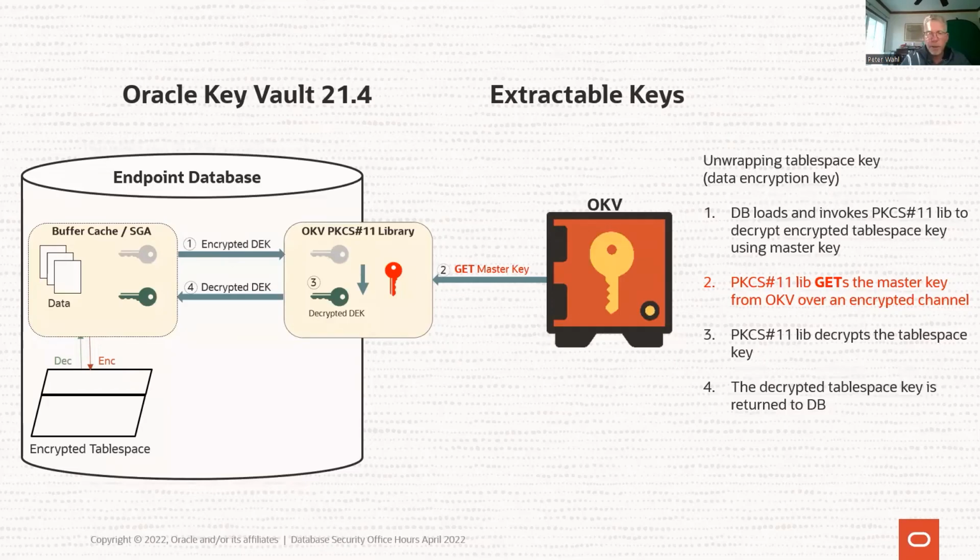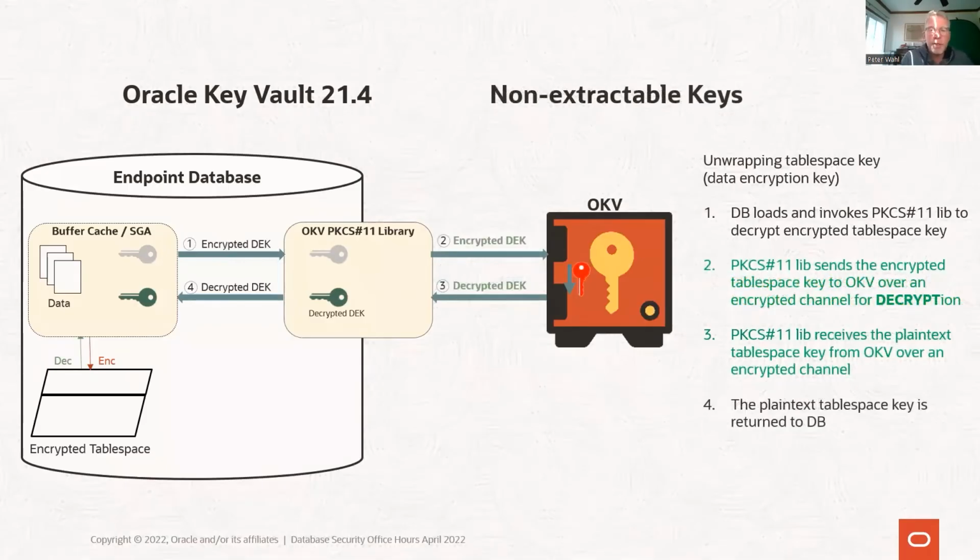Well, now if you look at the non-extractable keys, now we move this encryption and decryption process back into OKV. So the database needs to talk to OKV. We need to send the data encryption keys over to OKV, get them decrypted, and send the decrypted data encryption keys back to the database, so that the database doesn't need to do anything differently. You see that for the database, nothing has changed. It's only between the library and OKV that we made a change that changes the behavior of OKV and the way that the library interacts with OKV.